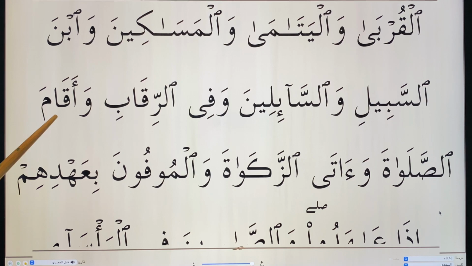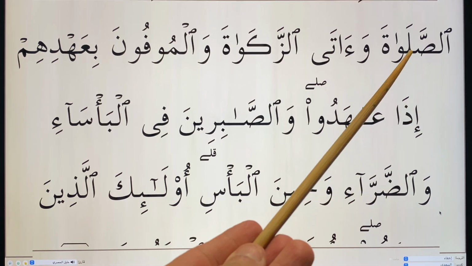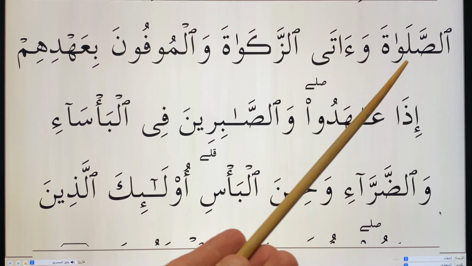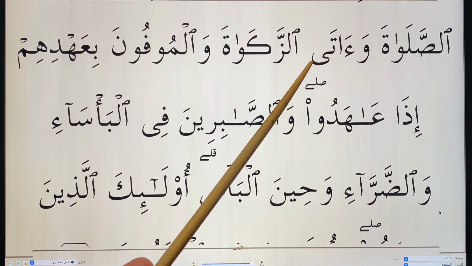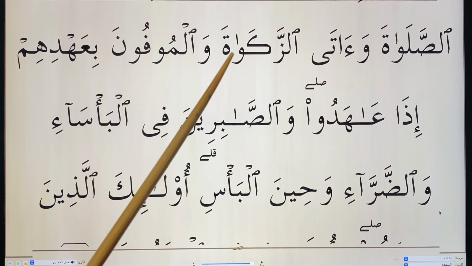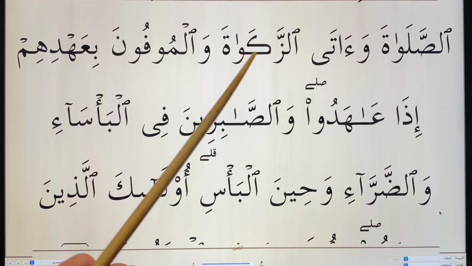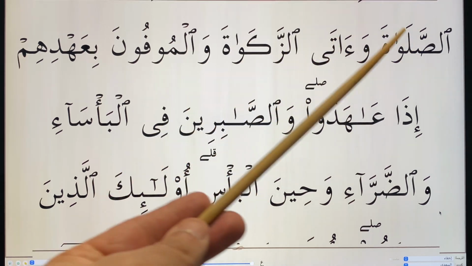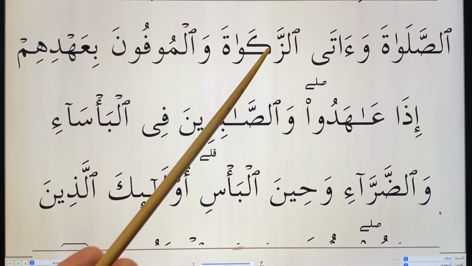وأقام الصلاة: this waw is not read. وأقام الصلاة وآتى الزكاة. These waws are not read, and that's because it's a unique textual thing to the Quran only, not necessarily in the Arabic language. Salata wa ata zakata.